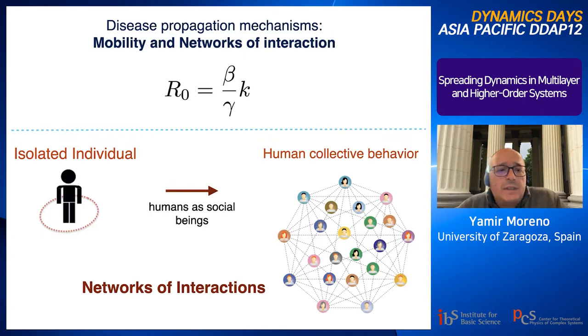And here is where networks enter into play. Here is where we need to take into account how people interact, how people mix together. And this is something that has been started. A lot of data have been collected, a lot of data have been mined, and a lot of data have been assembled to describe precisely how human collective behavior occurs.